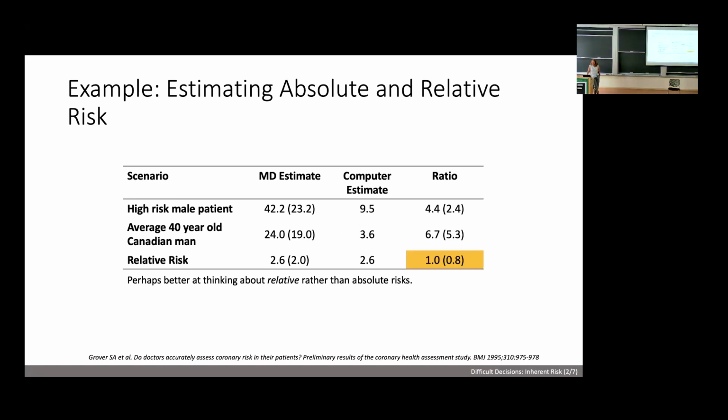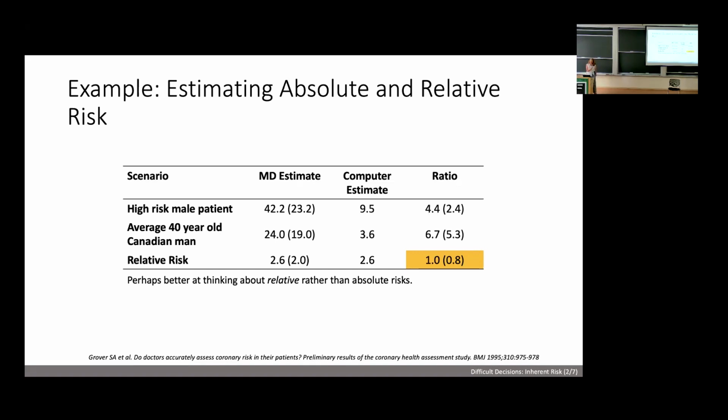The second thing I want to talk about is risk, and I have one example here around estimating absolute and relative risk. That was a study where they asked primary care physicians in Canada to estimate the risk of coronary artery disease in a high-risk male patient, in an average 40-year-old Canadian man, and also the relative risk. And they compared it to what's listed in the table as a computer estimate, which is based on, for those who know, a Framingham equation, a large cohort of people studied over long periods of time to estimate that risk. And so we looked at how off the clinicians were.